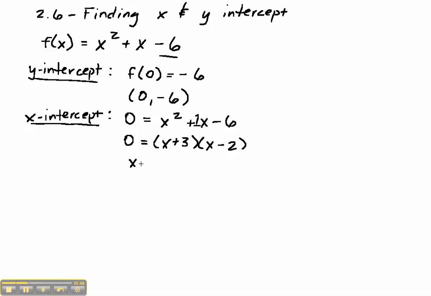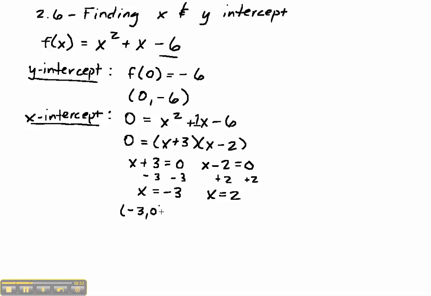After this step, you're going to set each parentheses equal to 0 and solve each one separately. So we subtract 3 from both sides, and we'll get x equal negative 3. And on the second equation, add 2 to both sides to give us x equal 2. So our x-intercepts are (negative 3, 0) and (2, 0). Now there is another way you can solve this, and that's using the quadratic formula.